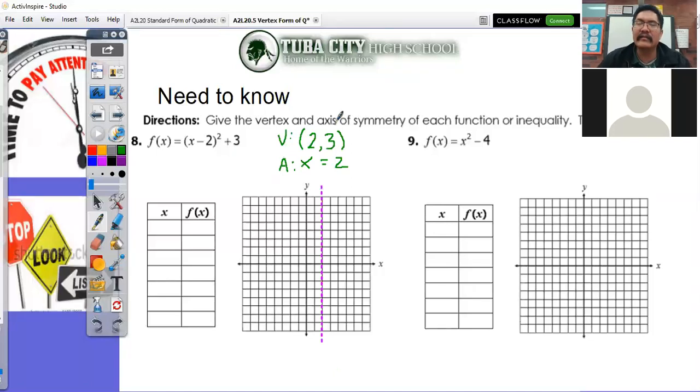And this is a little bit faster because we don't have to find the vertex. We can just look at the formula in vertex form and immediately get the vertex. So we know that the vertex is going to be 2 and 3. So we don't have to spend any time to graph it.